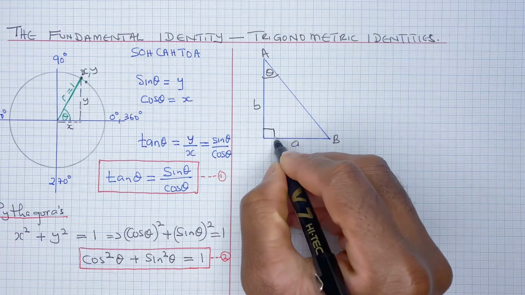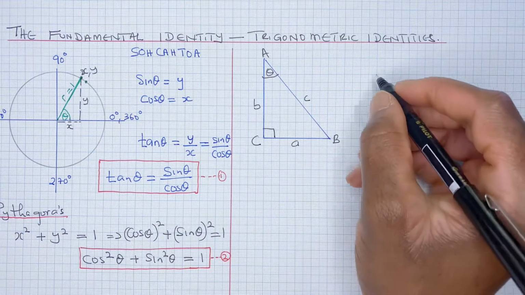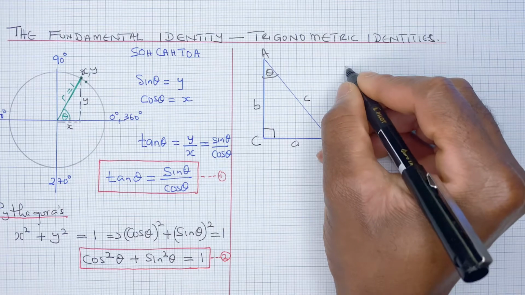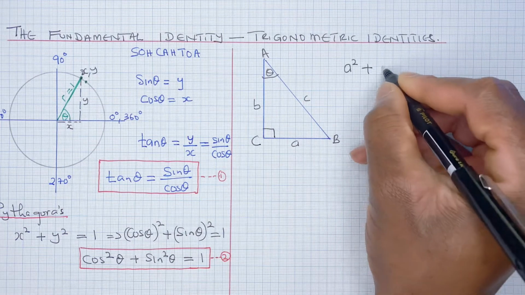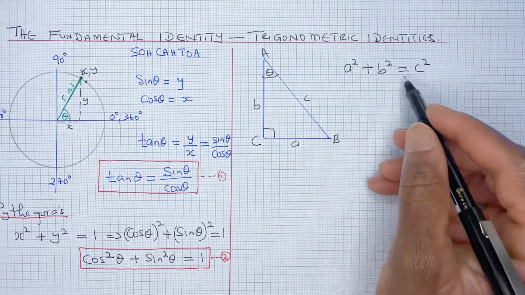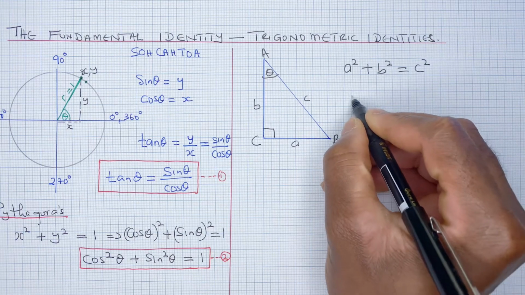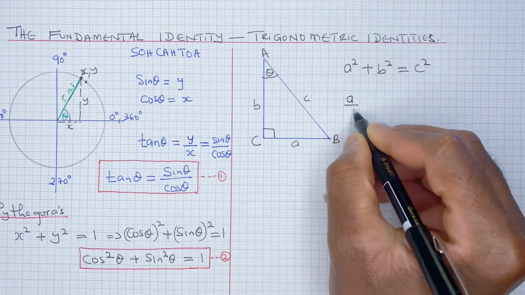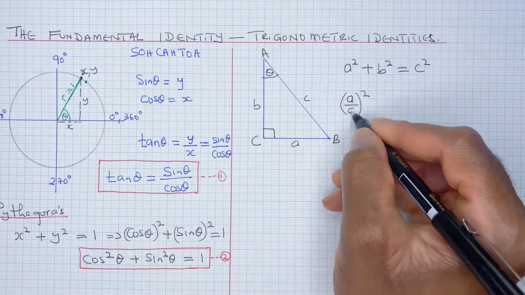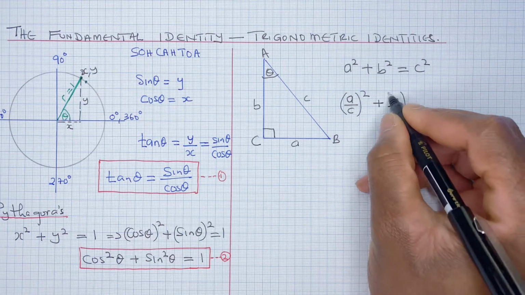And this is the right angle, and let's call that C. So that would be little c. From Pythagoras' theorem, we can honestly say that a squared plus b squared equals c squared. And if I divide both sides by c squared, so I can get 1 here, I'll get a over c all squared, because a squared over c squared is a over c squared, plus b over c all squared.